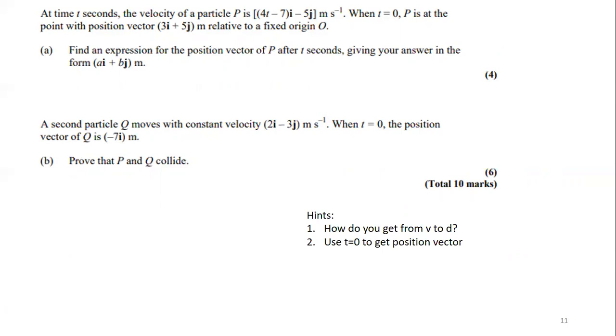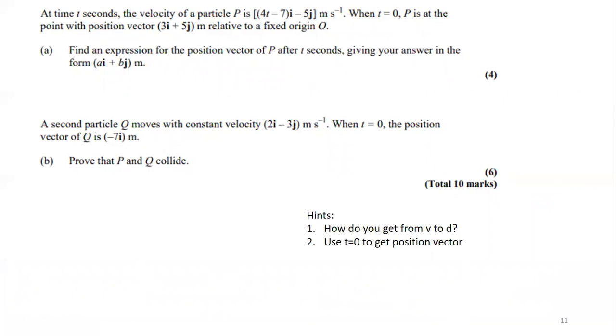Or you could spot that. Actually, no, ignore that. That's probably the quickest way of doing it. So yeah, get from v to displacement, so integrate, sub in t is 0, and the position vector is 3i, 5j, to get what the plus c is, and then you have your answer.